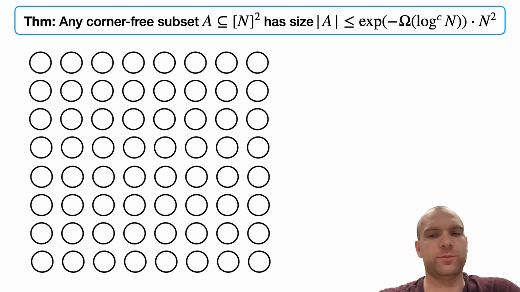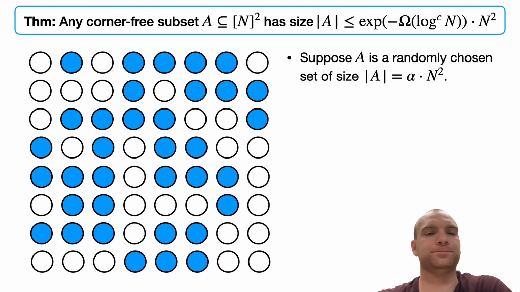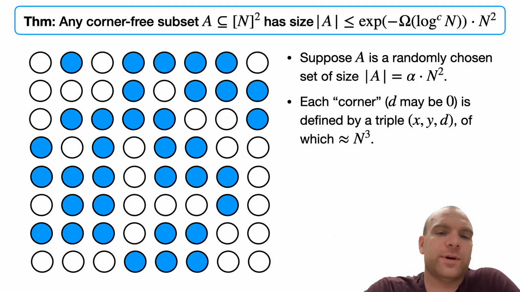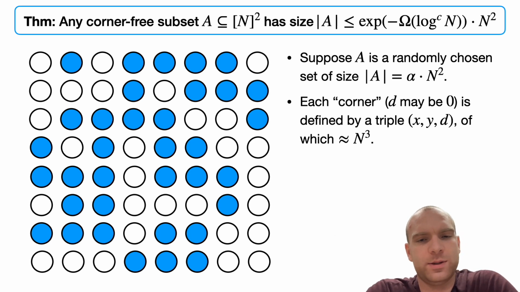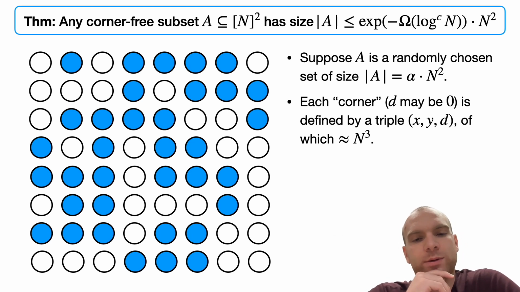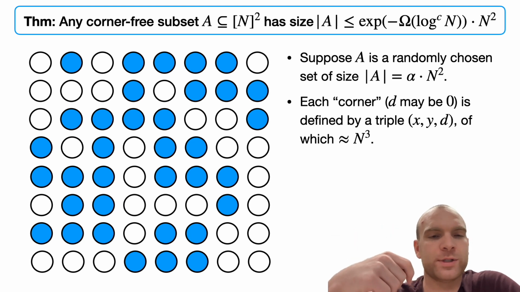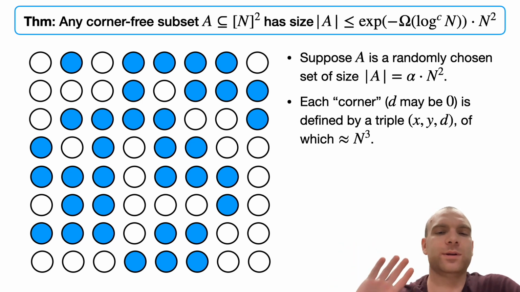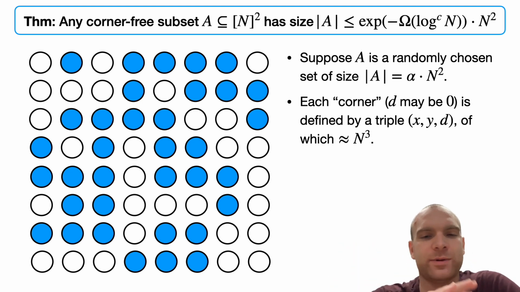So we have our n by n grid of points, and let's suppose that A is a randomly chosen set of some density alpha. Now, each corner, and I put corner in quotes here because we'll allow D to be 0, so these trivial corners, is defined by a triple x, y, d, of which there are roughly n cubed. Now again, this is counting trivial corners. This is also counting some invalid corners that are going to hang off the edge of the grid. Let's not worry too much about that right now. This is an approximation.